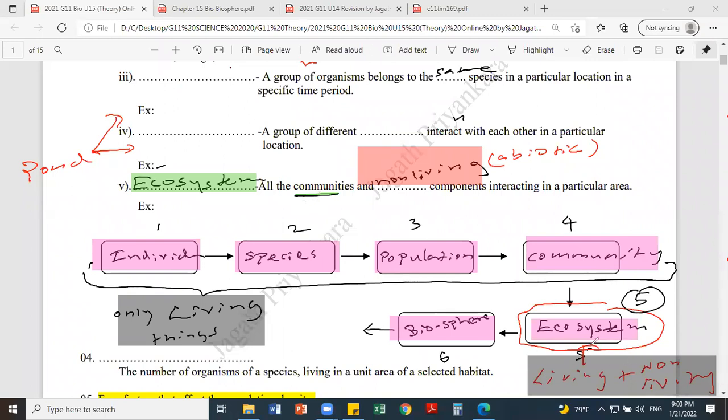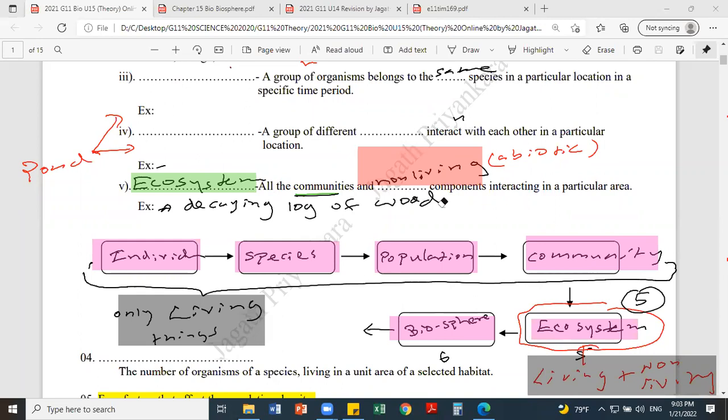That's why, look here, number 5 in the flow diagram I give: living plus non-living interaction. Living and non-living interaction makes the ecosystem. Right? I'll give one of the best examples here. Sometimes some students might not consider this as an ecosystem. If you take a decaying log of wood, a decaying log of wood also can be considered as an ecosystem.